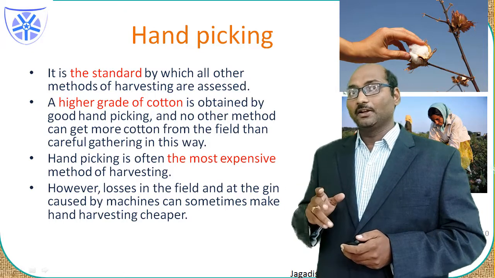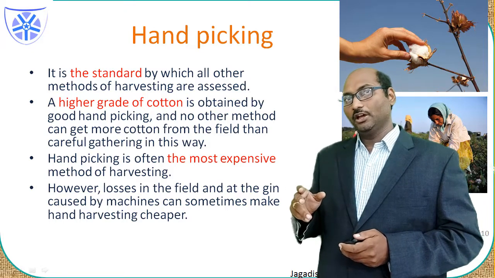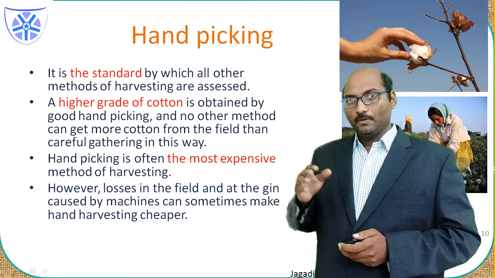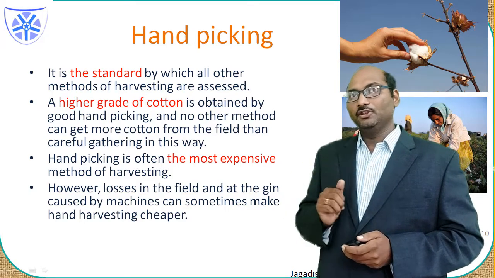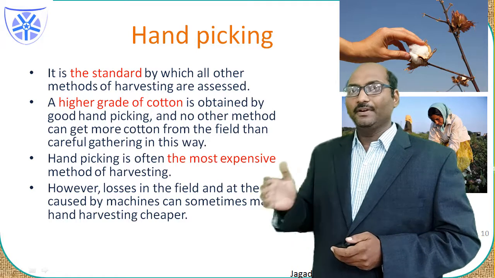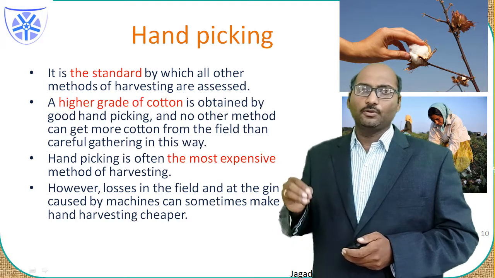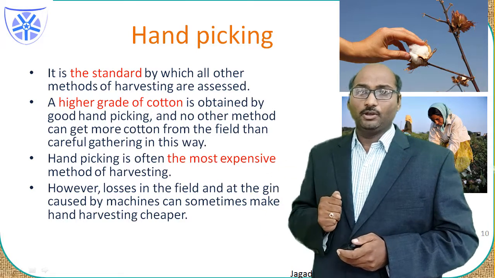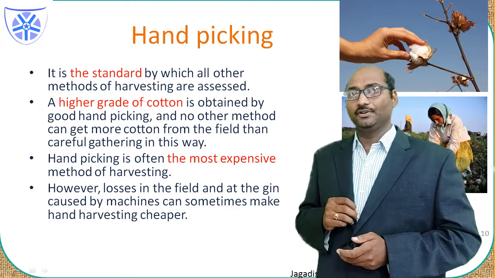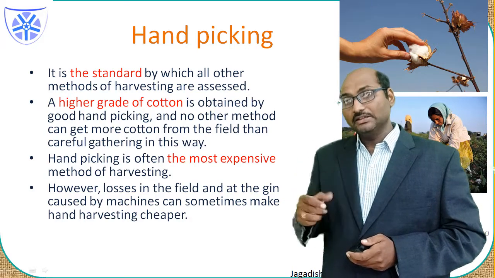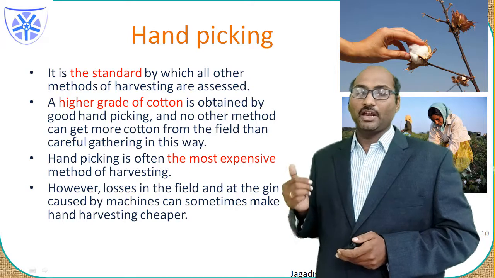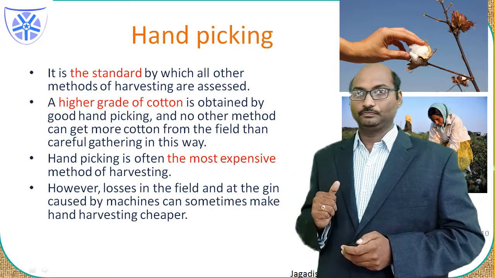But hand picking is often the most expensive method of harvesting. However, if you consider the losses in the field which are caused by the ginning machines, and the improved quality and the reduced trash percentage, then if you consider in that way, hand picking may become cheaper. Okay.